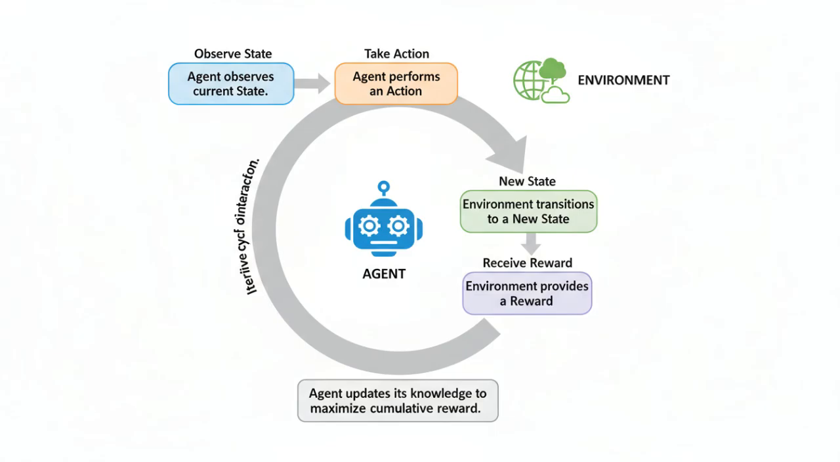For example, if a robot is learning to walk, a step forward might yield a small positive reward, while falling over incurs a large negative reward. The agent's goal isn't just to get immediate rewards, but to maximize the cumulative reward over a long sequence of interactions, effectively learning a strategy that leads to the best possible long-term outcome. This continuous feedback loop of observe, act, receive feedback, learn is the essence of how RL agents improve their performance over time.